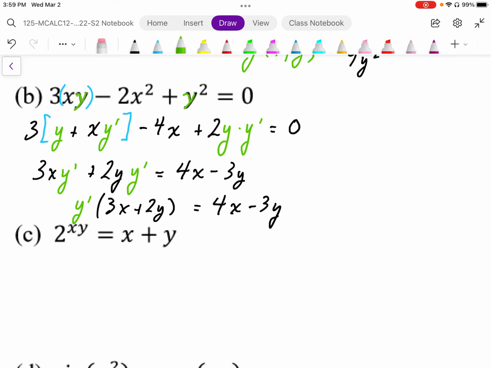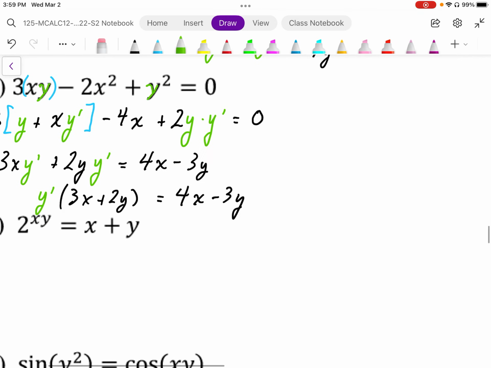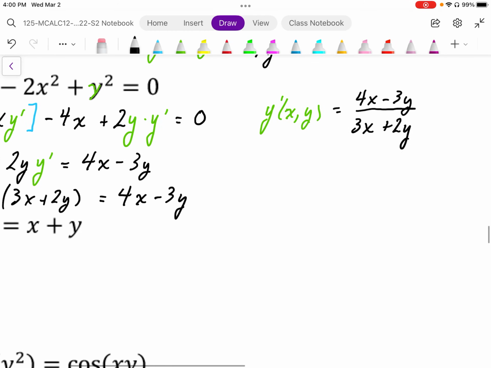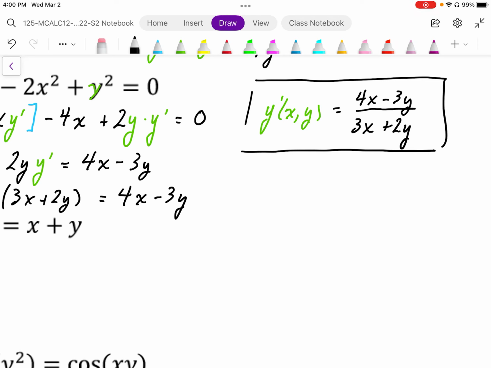Okay, and then the last step is to divide both sides by the coefficient to get the y prime. So y prime as a function of both x and y is going to be 4x minus 3y, and that's all going to be divided by 3x plus 2y, and I'm just going to leave it like that. So there is my implicit derivative. It's an implicit function in terms of x and y. So I need both an x and y to be able to calculate the slope.